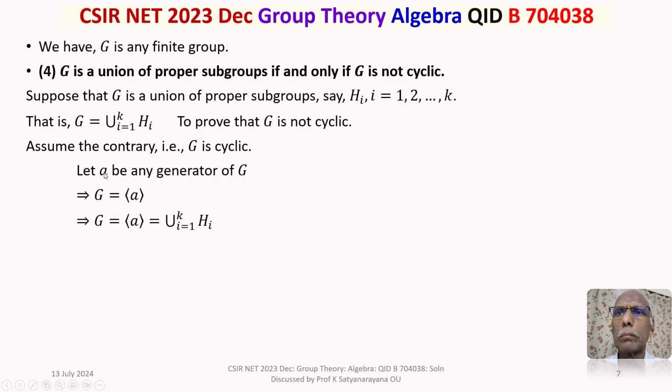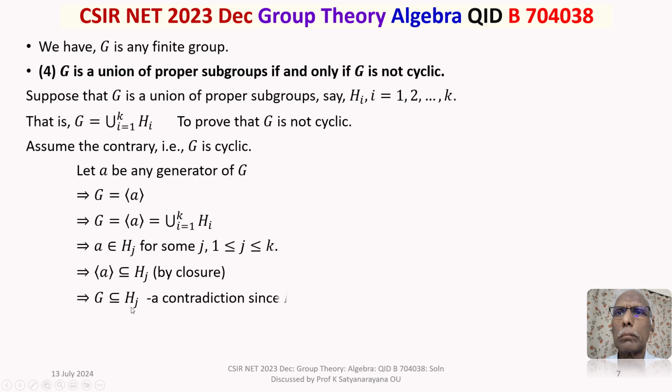So this generator a will belong to one of the proper subgroups Hi, say Hj. So a belongs to Hj for some j, right? 1 less than or equal to j less than or equal to k. And now a belongs to Hj, a square belongs to Hj, a cube belongs to Hj by closure law, and so on. Then angle bracket a is a subgroup of Hj using the closure law. And angle bracket a is G. So G is a subgroup of Hj.